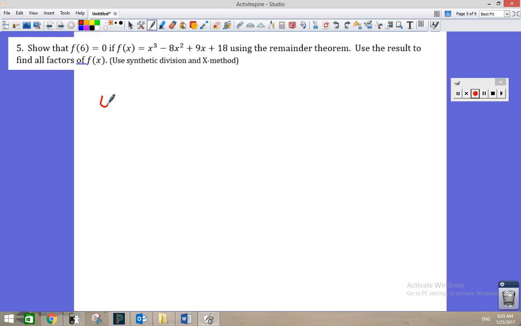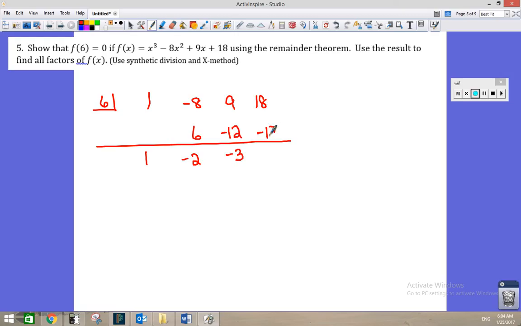So if I use 6 and 3, 2, 1, 0, this is in standard form with no missing powers. I've got 1, -8, 9, and 18. Now, if it's true that f evaluated at 6 is equal to 0, I should get a 0 right here. If I don't, then either they have lied or I have made a mistake in my arithmetic, because the theorem we know to be true. Let's pull this down. And I'm getting a 0 there. So f evaluated at 6 equals 0.